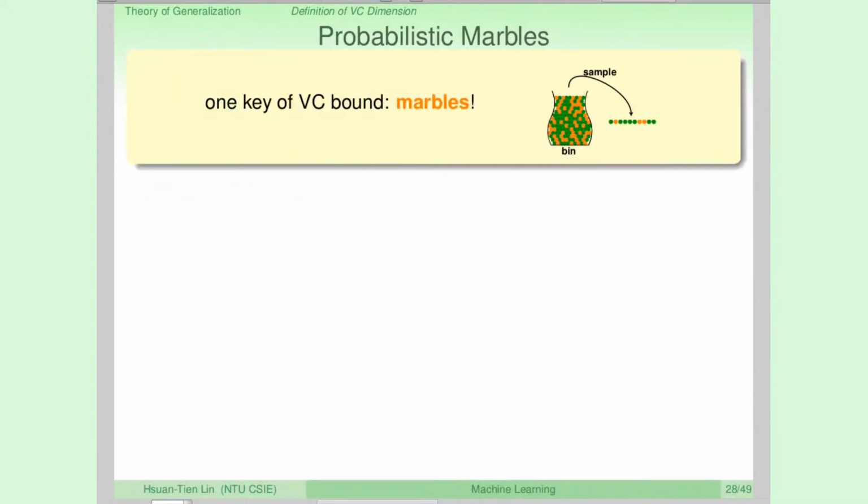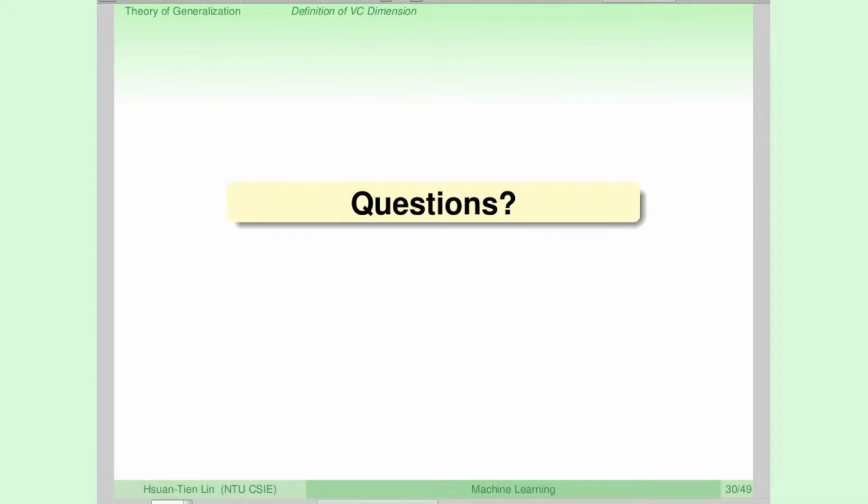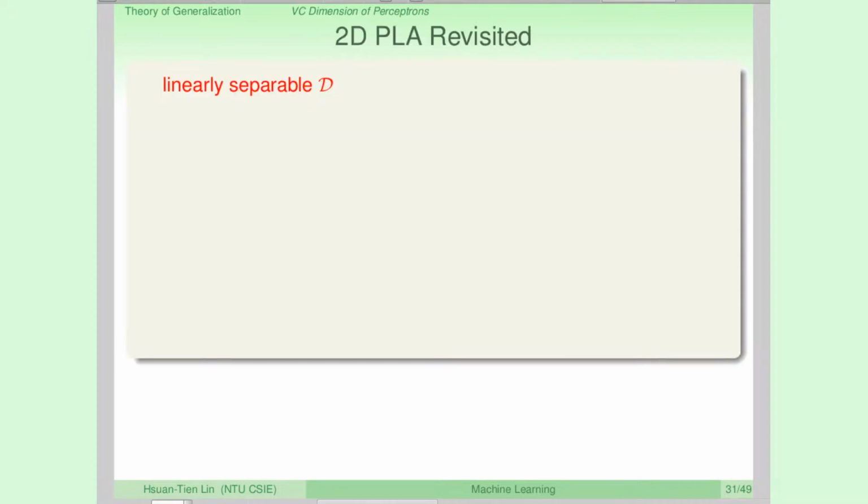Following this, we hand-wavingly told you about the VC bound and also its extension to the noisy case. Let's revisit what we have known so far about the perceptron learning algorithm. Starting from a linearly separable data set, we can use the perceptron learning algorithm and ensure that it can converge.